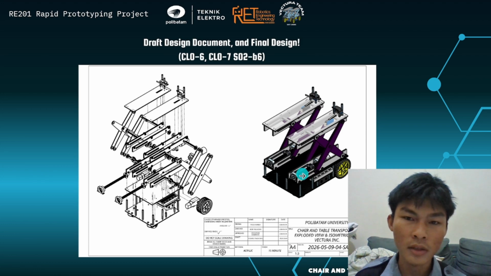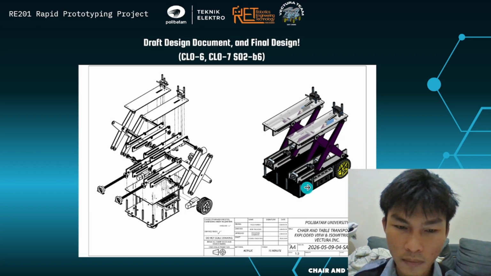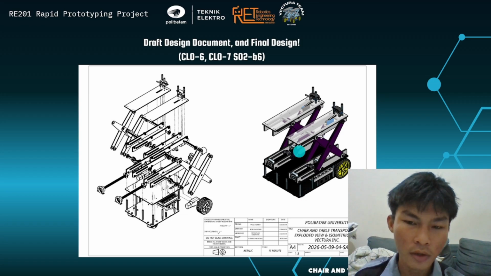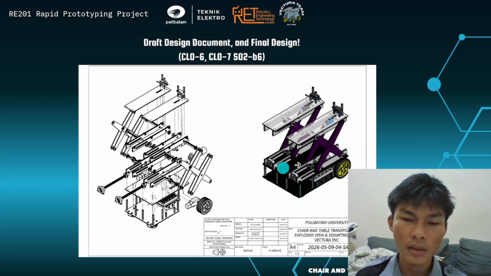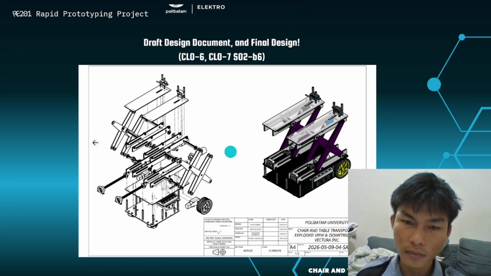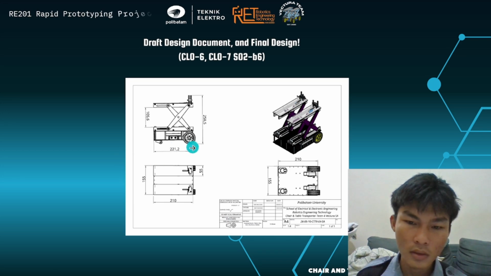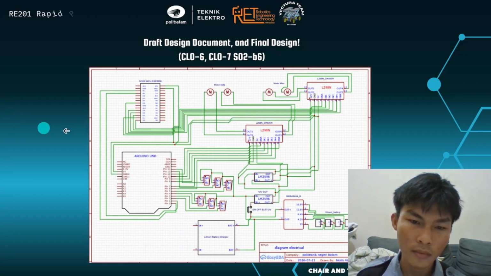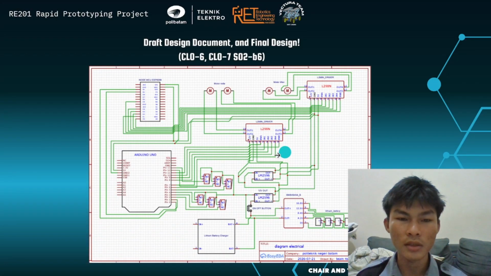This is the final mechanical design of the robot. We use acrylic for every frame of the robot and the elbow of the robot. This is the dimension of the robot, and this is the final design schematic of the robot.